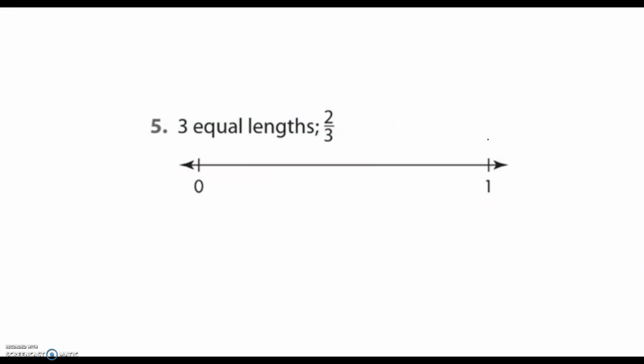Let's try number 5 together. We know we have 3 equal lengths and we need to draw 2/3. So looking at my denominator, I need to make my whole into 3 equal parts. 1, 2, 3. Right here would be 1/3. Here would be 2/3. And then my whole, which would be 3/3, is at the end.